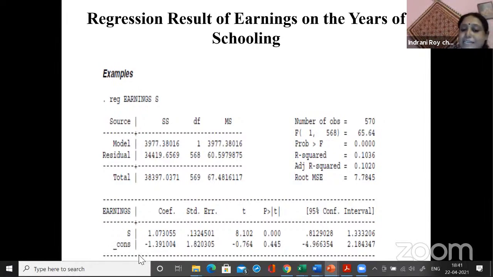Okay, so the constant term is insignificant, you don't have to be bothered, but your main variable, which is your X, the years of schooling, is statistically highly significant. Okay, so the value is 8. You can cross check this t value by the p value.